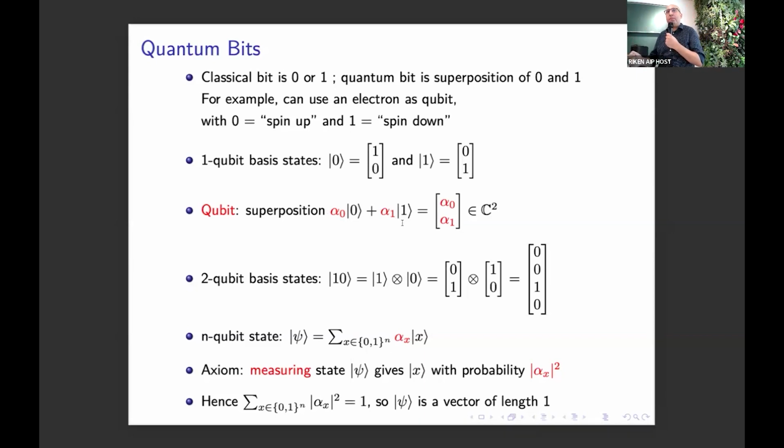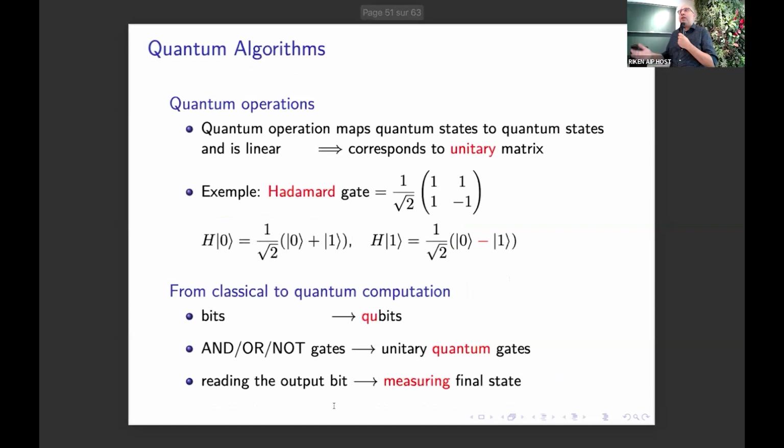So if we do the measurement operation, we will see the qubit 0, or the bit 0 in this case, with a probability equal to the modulus of alpha 0 squared, and we will see the bit 1 with the probability modulus of alpha 1 squared. This is why the alphas are called amplitudes. So the sum of the moduli of the amplitudes squared should be equal to 1, because it is related to probability. Okay, so this is the notion of quantum bit.